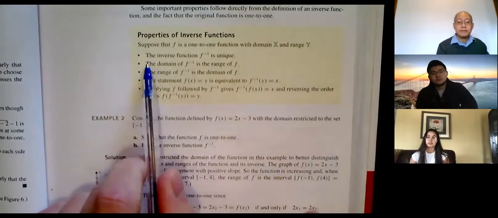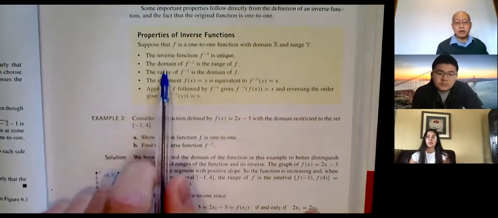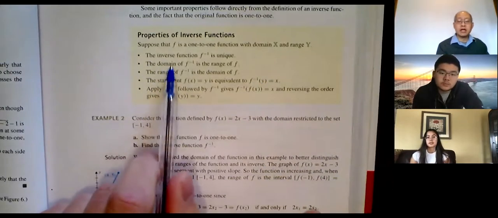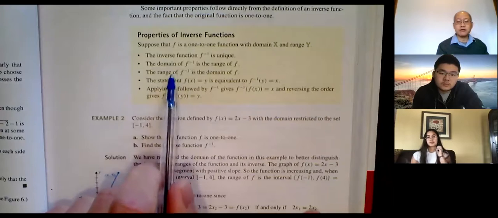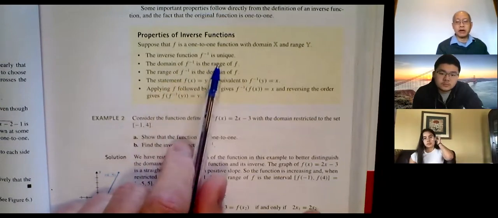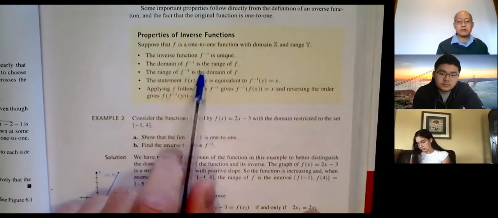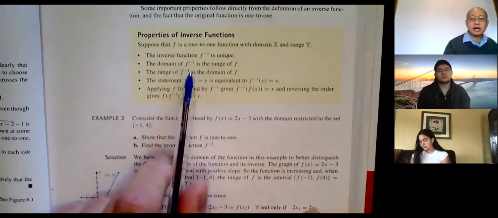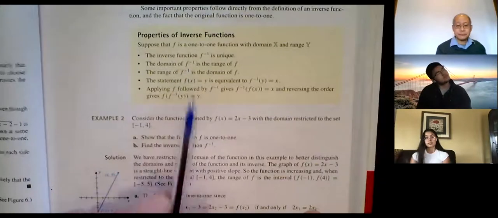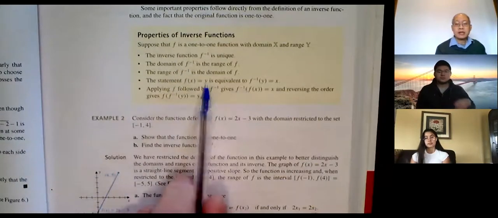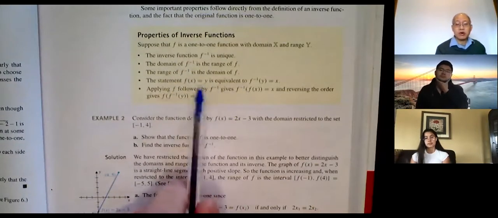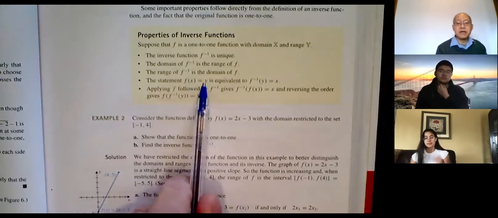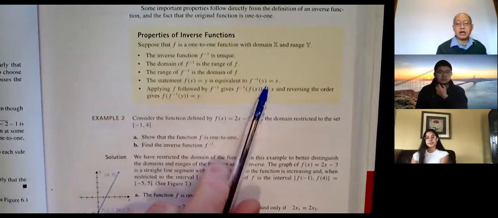These two right here can be combined into one. The domain of one becomes the range of the other for the function and its inverse. The domain of f inverse becomes the range of f. The range of f inverse becomes the domain of f. That makes perfectly good sense because all you're doing is switching around the x and the y. This statement here is equivalent: f of x equals y means f inverse of y equals x.